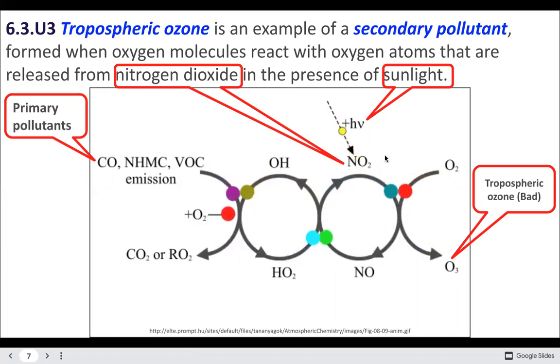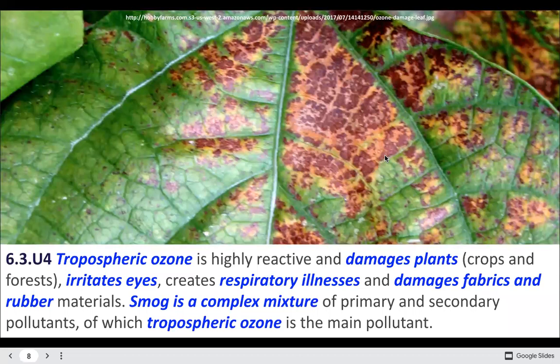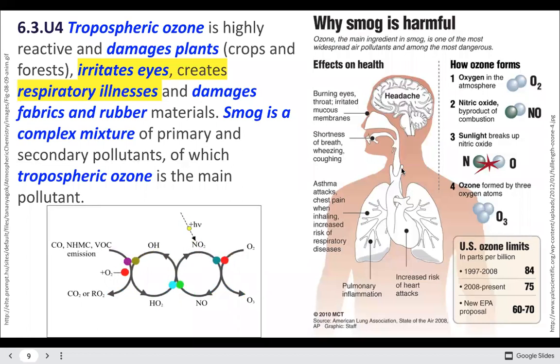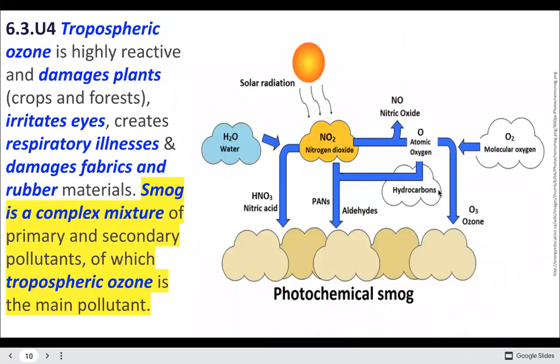Ozone can actually harm and destroy DNA. Here's a great example of some damaged plant cells, which were ravaged by tropospheric ozone. It can also give you respiratory effects or irritate your eyes. It can cause fabrics to be damaged. Smog is a complex mixture of primary and secondary pollutants, but tropospheric ozone is a really big one, which is why you see such a change in smog as more people start to drive their cars. Some more examples of health effects, and then another diagram showing all the different chemicals involved here.